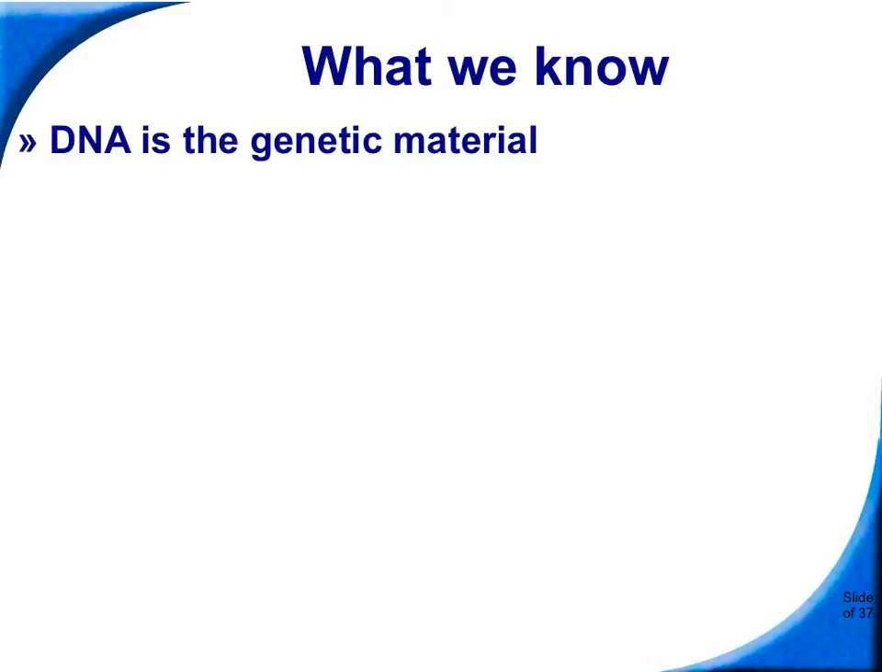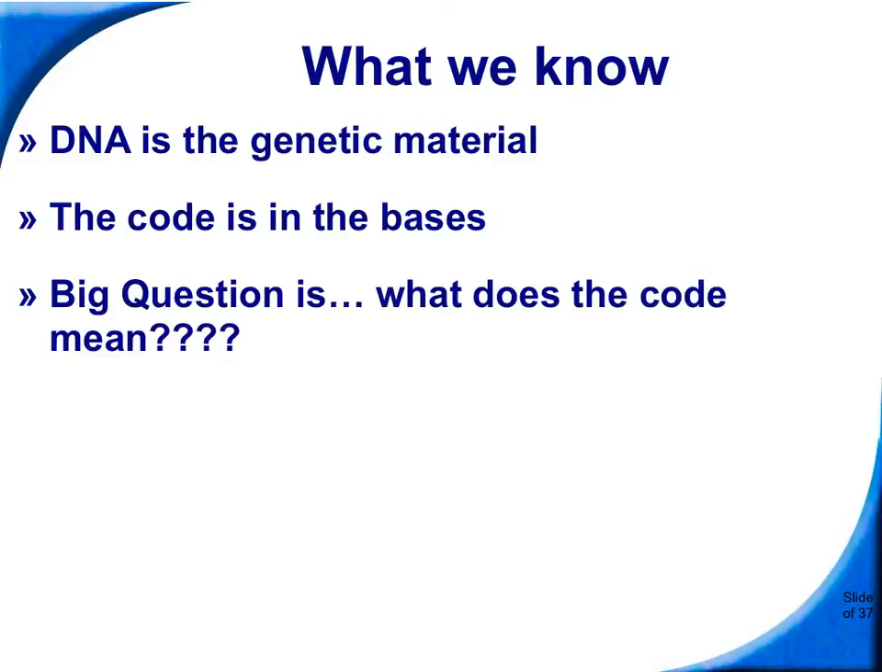From before, we know that DNA is the genetic material. It's the transforming factor, it's what's found inside the cell, it's what carries all of the information that gets passed from generation to generation. We know that this code, or this secret message, is carried in the bases, and it's how those four bases, the A, G, C, and T, line up that determines what information is going to be passed on. But what we don't know is exactly what this code means. Only four letters, and they determine every characteristic of every living thing everywhere.